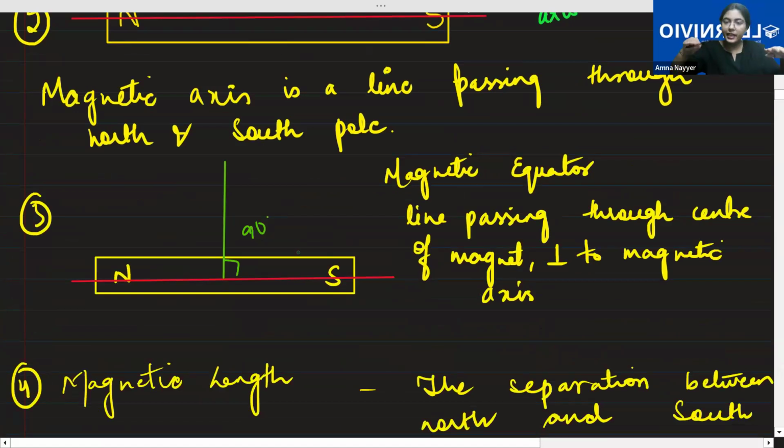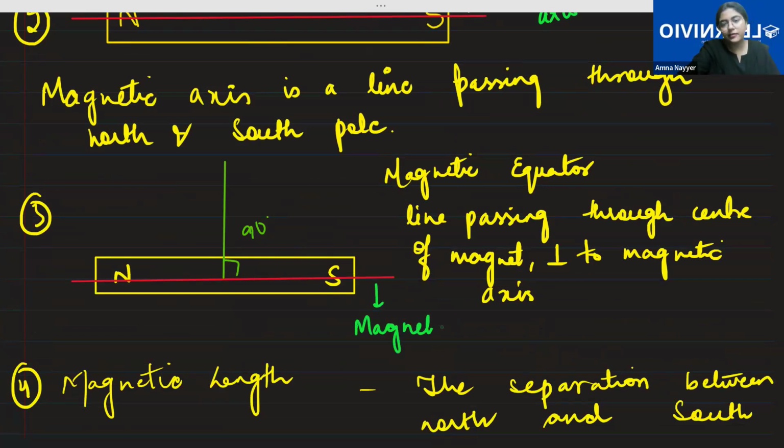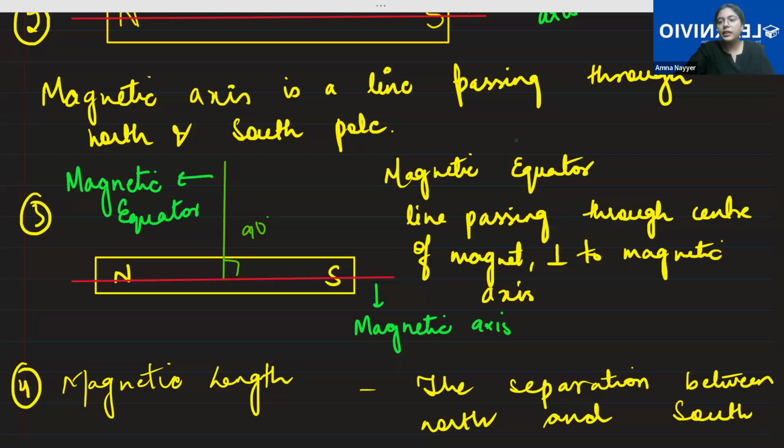Now, if we have magnetic axis like this, and you take up a perpendicular line to it on the bar magnet, that is the magnetic equator. A magnetic equator is what? It is a line passing through the center of a magnet perpendicular to its axis.